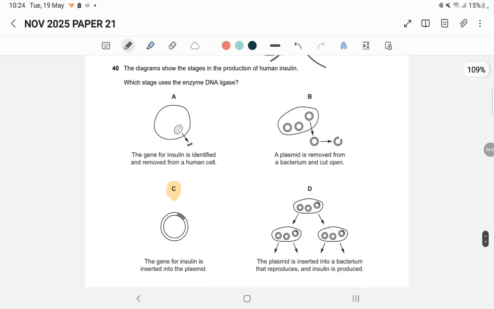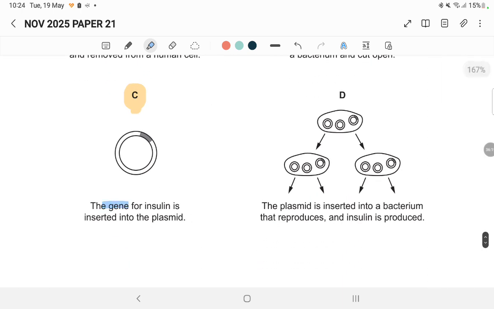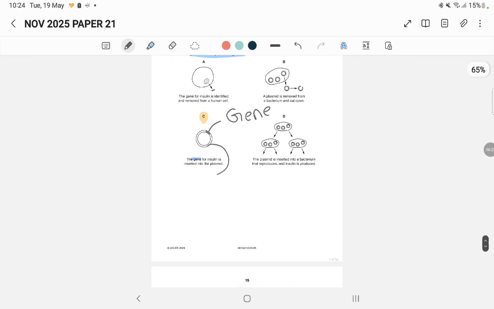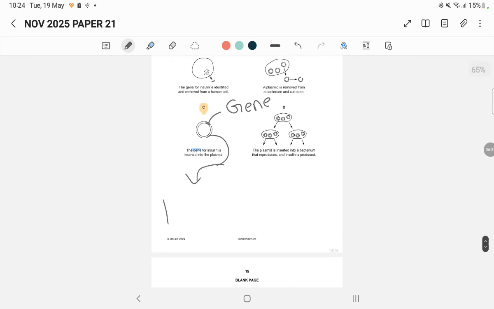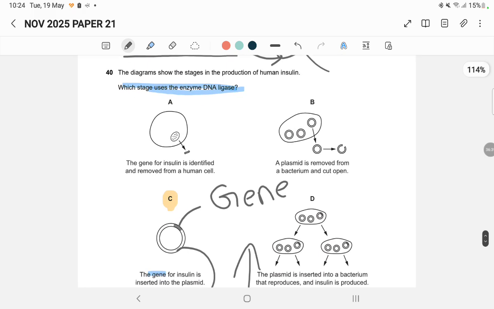It's telling you here which stage uses DNA ligase. DNA ligase is used to do what? To link a plasmid with a gene to form a recombinant DNA. As you can see here, I have the gene. That black thing is your gene, and it is inserted into that circular thing, and that circular thing is your plasmid. So the DNA ligase will join that gene with that plasmid together to form a recombinant DNA.